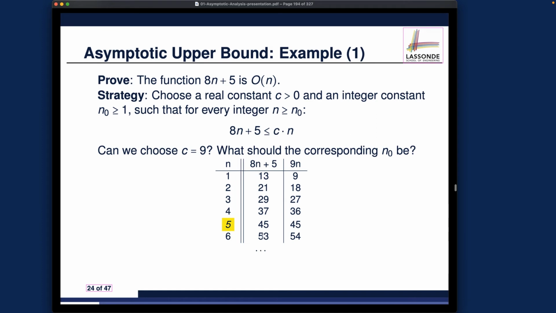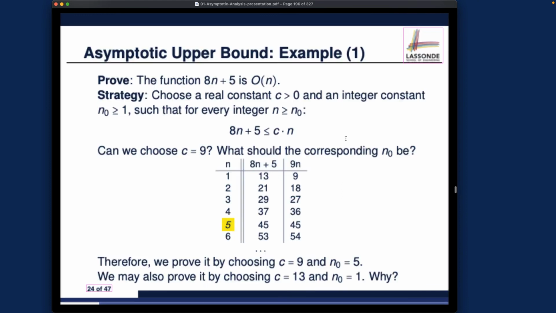In the case of 6, it will be 53. Definitely it is less than or equal to 54, the corresponding number. So you can definitely feel free to try out a few more numbers, maybe up to 10, just to make sure the upper bound effect is always there. Then you can safely assume it's going to be maintained. So what we have done so far is we have chosen c to be 9 and n0 to be 5, starting from which we got the upper bound effect, right? And that's actually how we prove it.